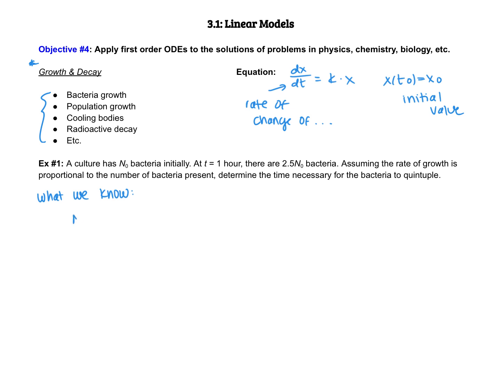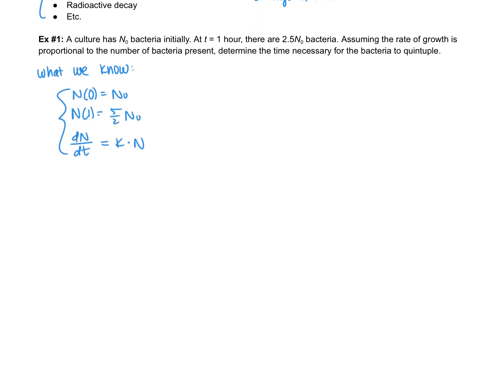We know the number of bacteria at time 0 is N0. We know the number of bacteria after 1 hour is 5/2 times N0. And we know that the rate of growth of the bacteria, which is our derivative, is equal to k times N. Okay, so this is everything that we know. And from here, of course, we're going to solve.